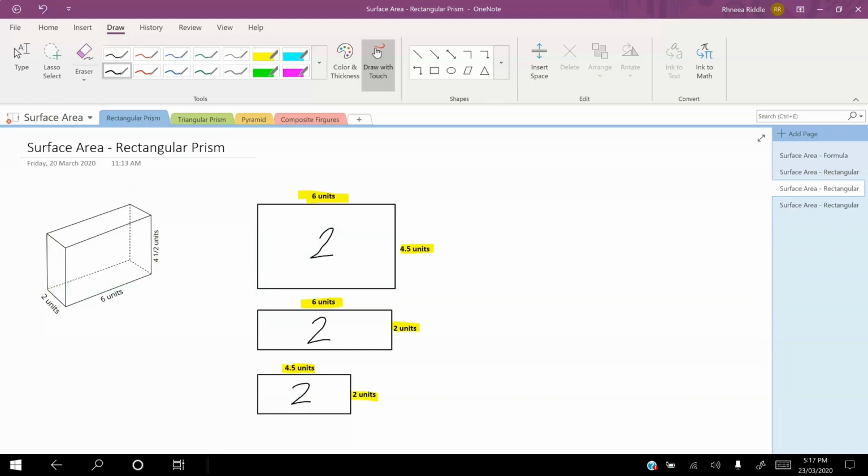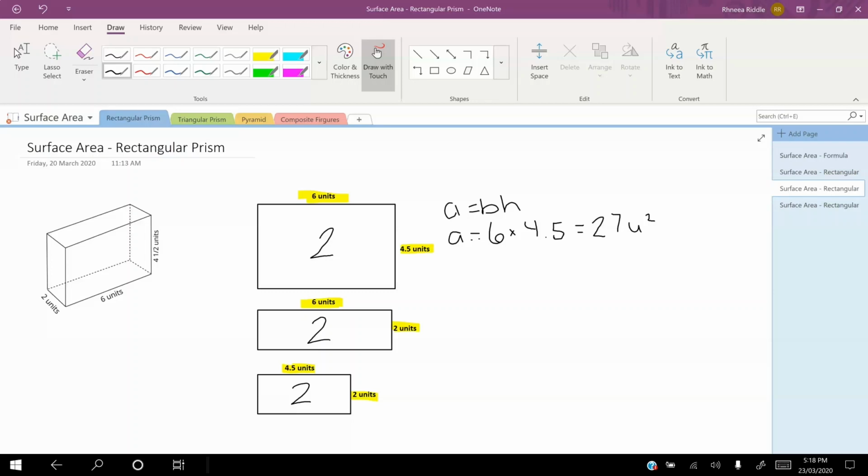So this is a rectangle, so we are going to use the area formula for a rectangle, meaning area equals base times height. The base is 6 units, and the height is 4.5 units. So go ahead and pause this video and do the math for this. The answer you should get is 27 units squared.